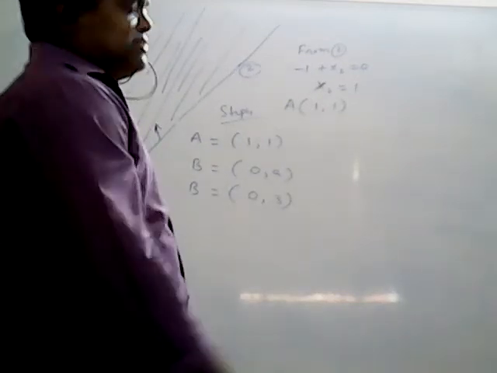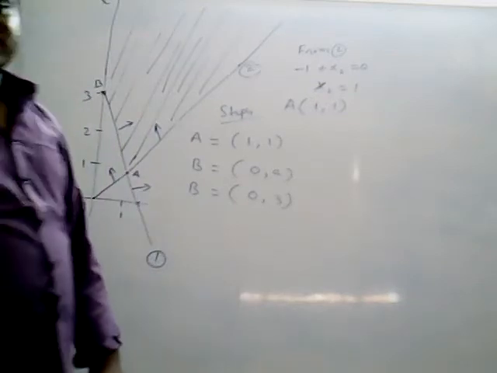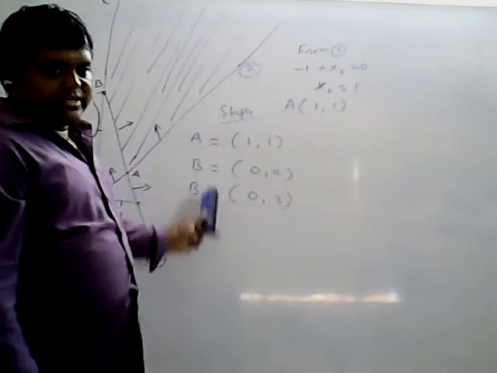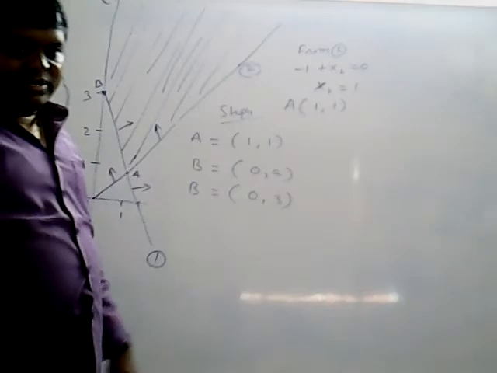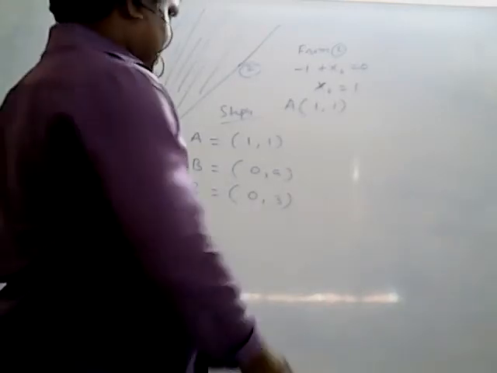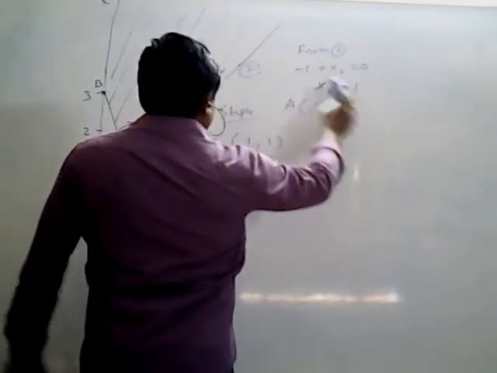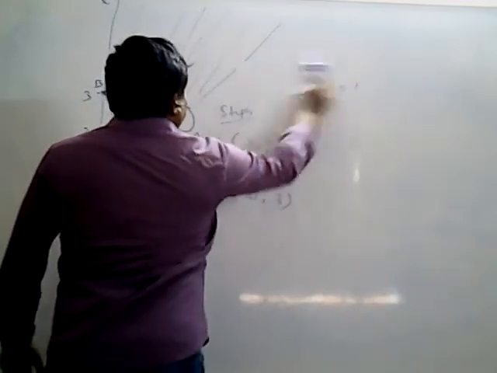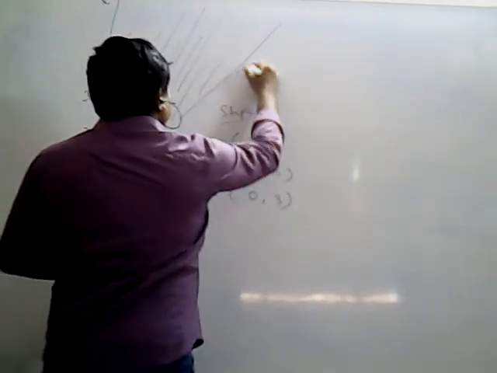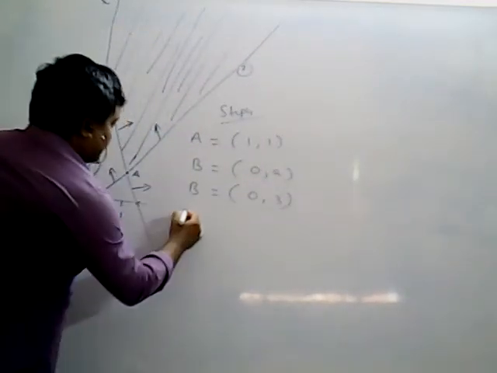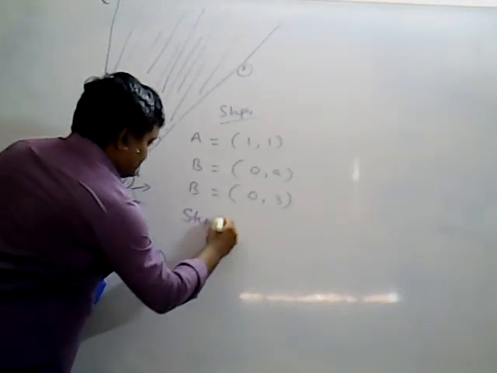Now step number 5 is nothing but: whatever objective function is given, substitute these points in the objective function, and go for the maximum value because the objective function is maximum. It is given. Right. Step number 5.